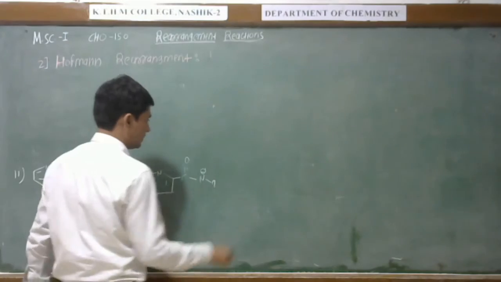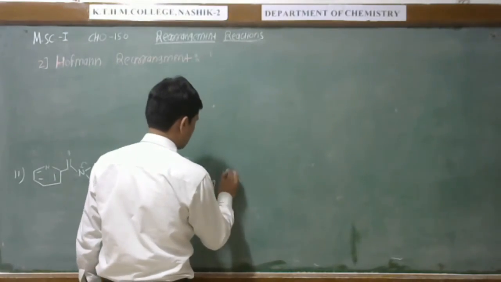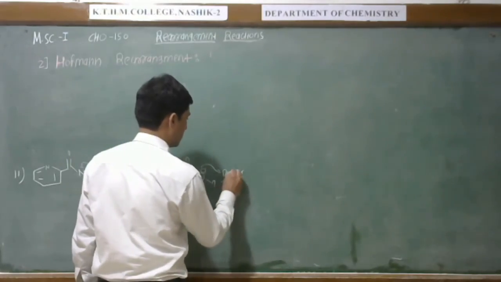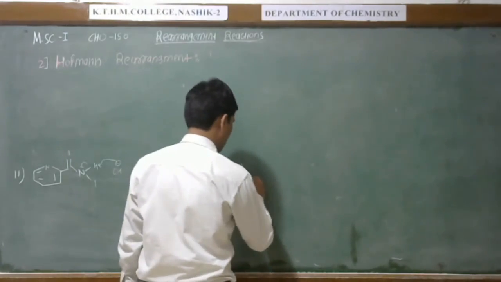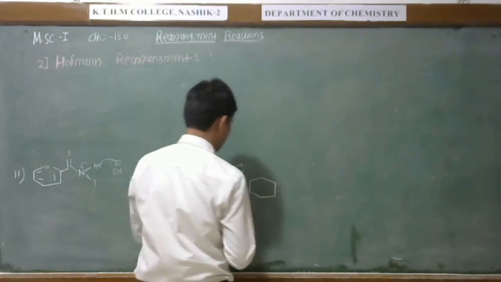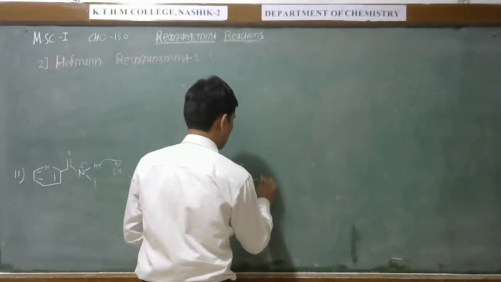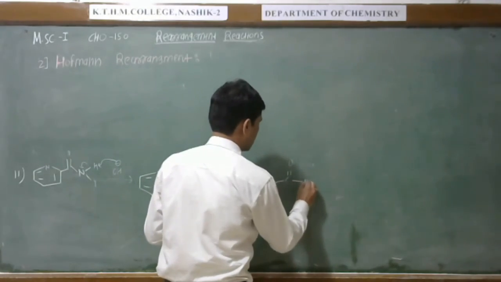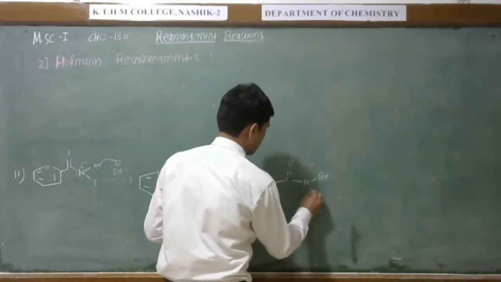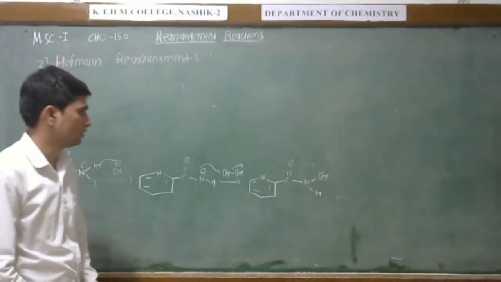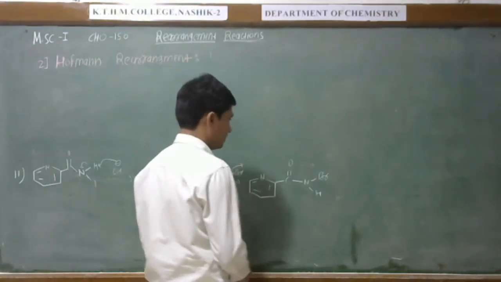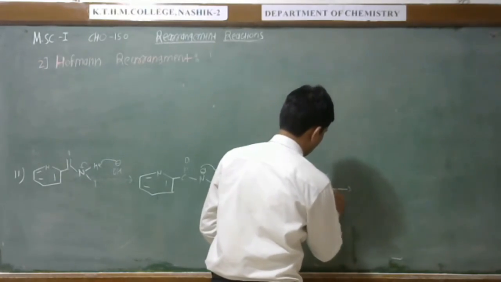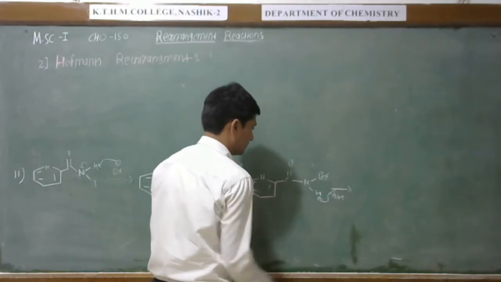This is hydrogen. And further, this negative charge will attack here on bromine, and we got here the N-bromoamide. This is the N-bromoamide. This is N, this is bromine, this is hydrogen, N-bromoamide. Then again one OH minus takes this hydrogen.